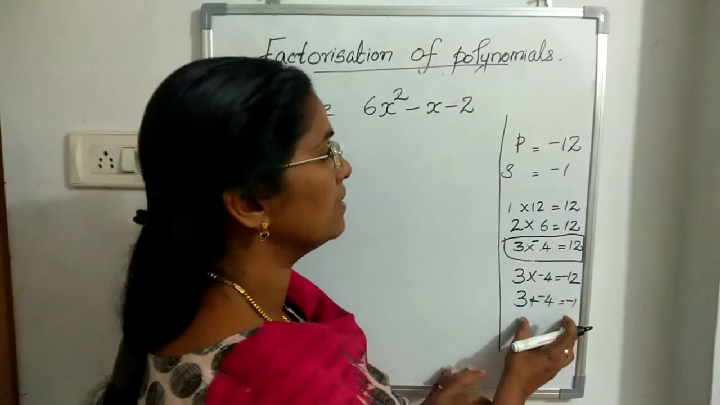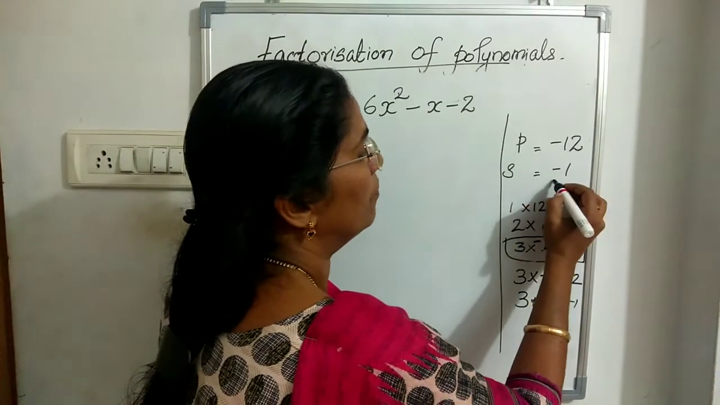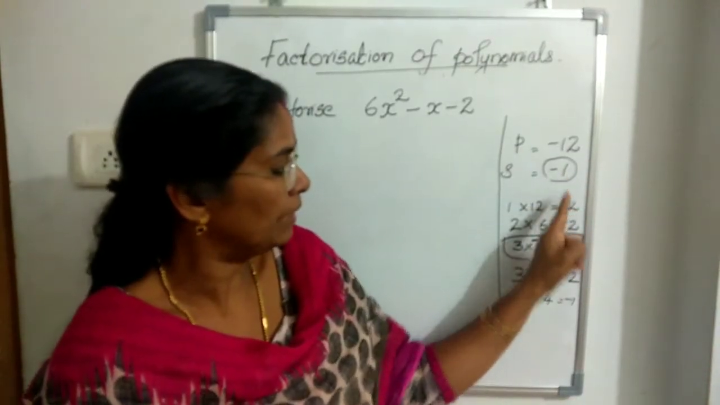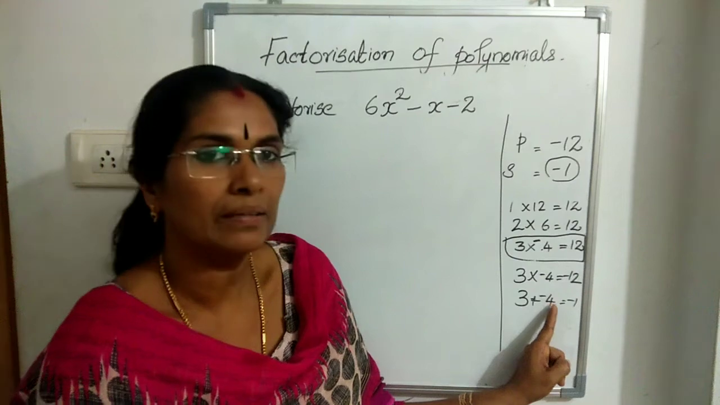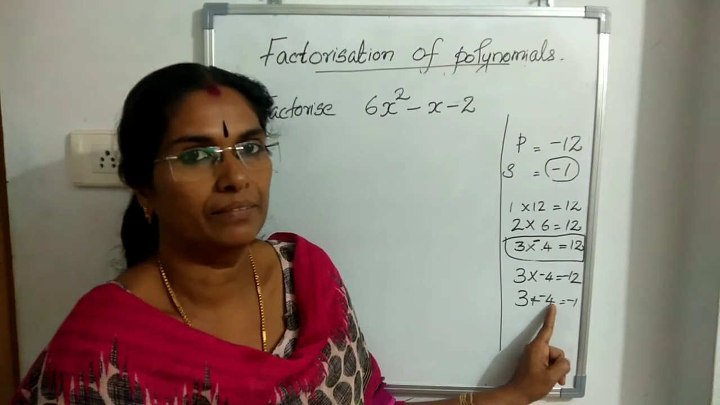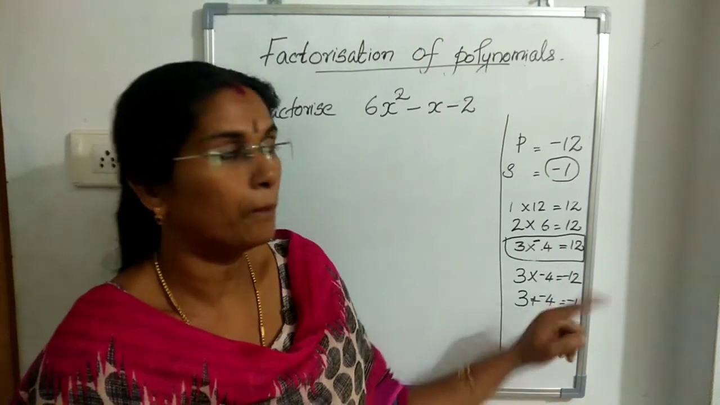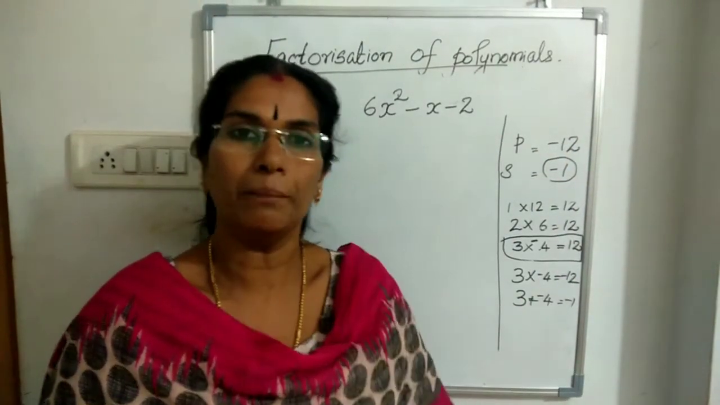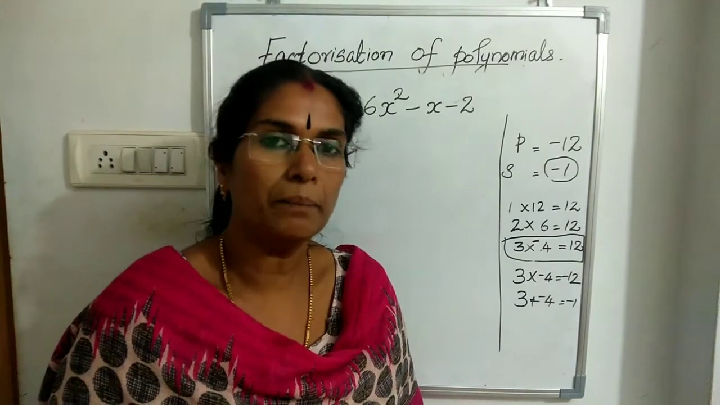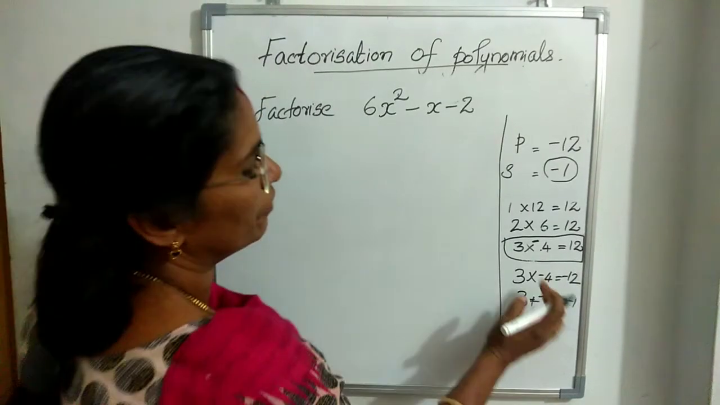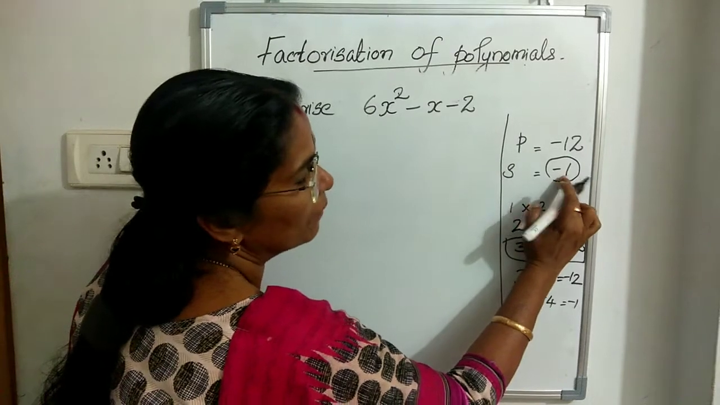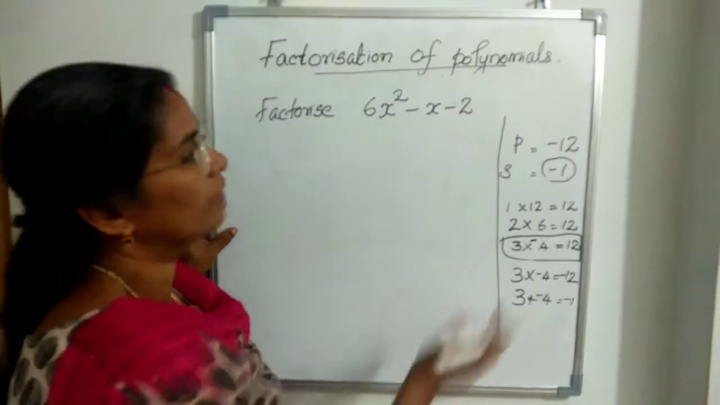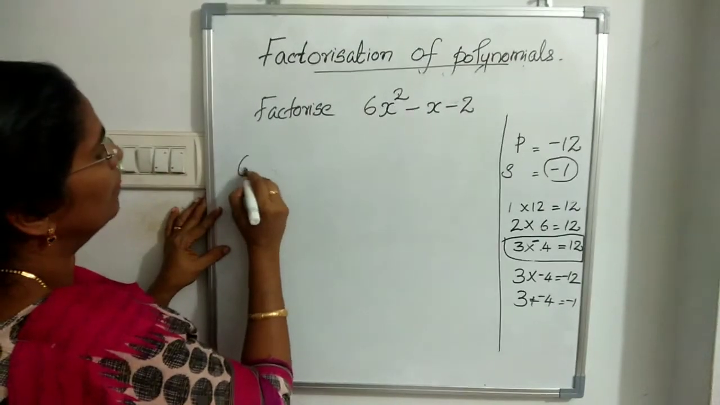The sign is determined by the sum of the terms. That is, if it is negative, then the bigger number is negative. Clear this one? If the product is negative, among the two numbers only one number is negative. That number is selected from the sum. What is the sum? If it is negative, the big number is negative. Clear? Okay, now we can split the middle term.